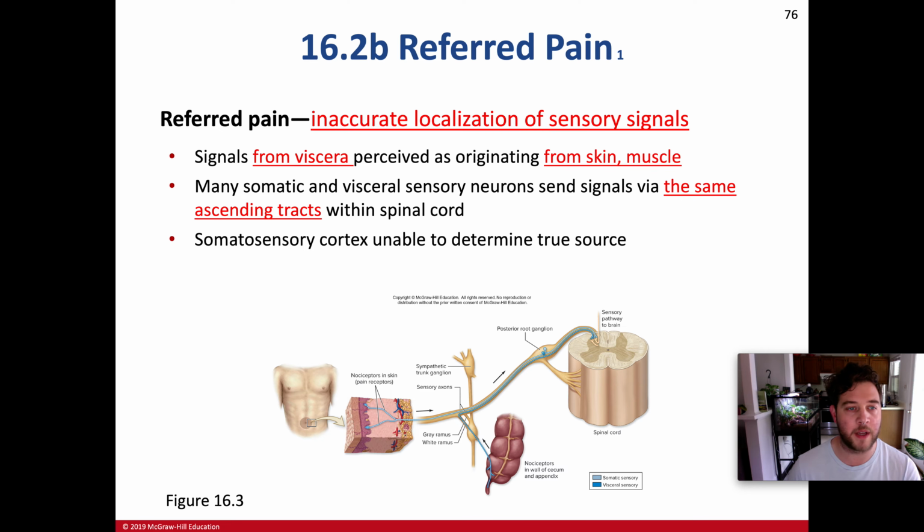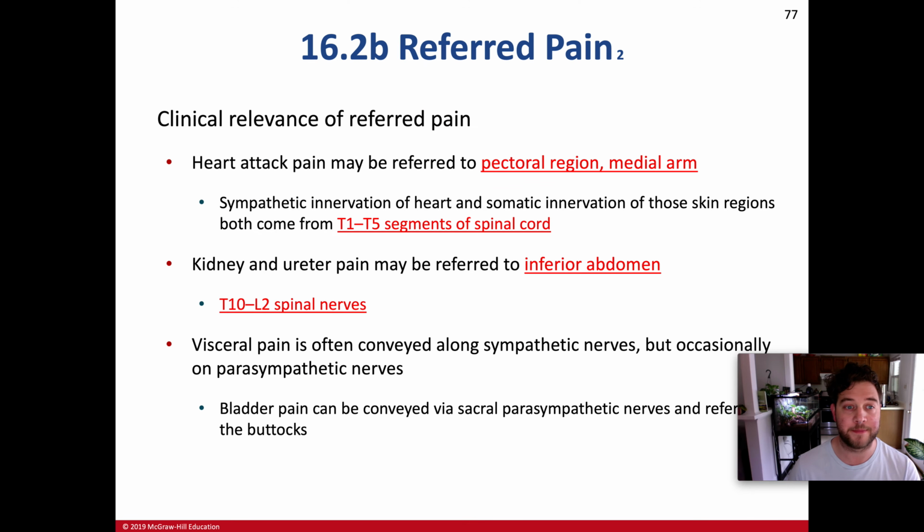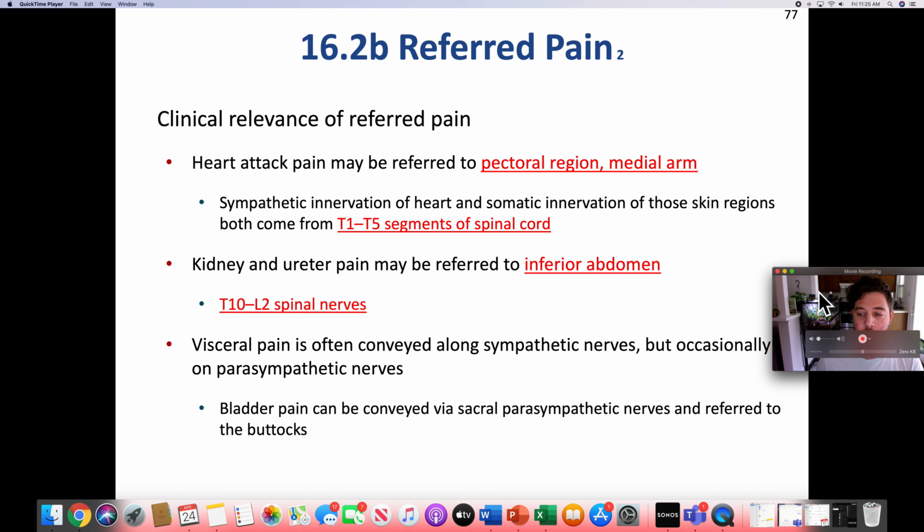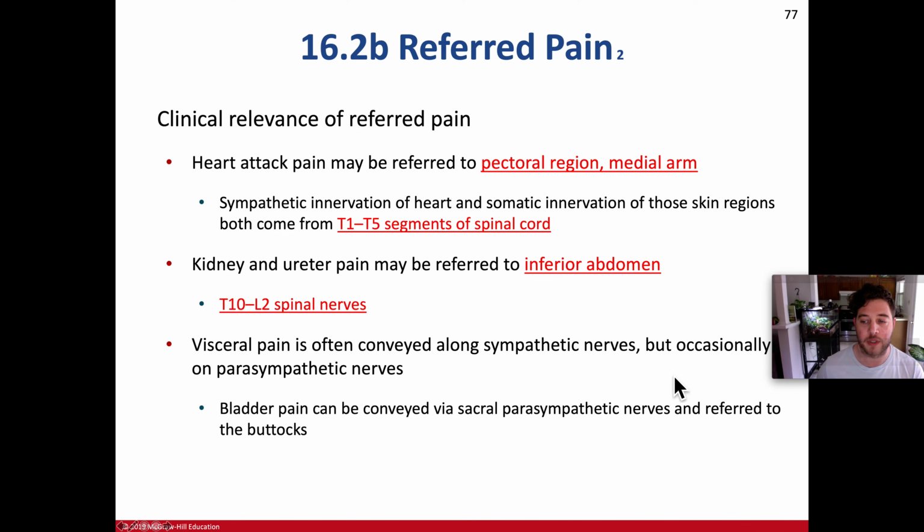So this is a very interesting field. There is clinical relevance to it beyond just that example that I gave. You also have heart attack symptoms. Pain in the heart, in the myocardium, can refer to different portions of the somatic body, to the pectoral region, the medial arm. You have kidney and ureter pain referring to the inferior abdomen. It's also often conveyed along sympathetic nerves, but occasionally on parasympathetic nerves. So your bladder pain can be conveyed through your sacral parasympathetic nerves and refer to your buttocks.